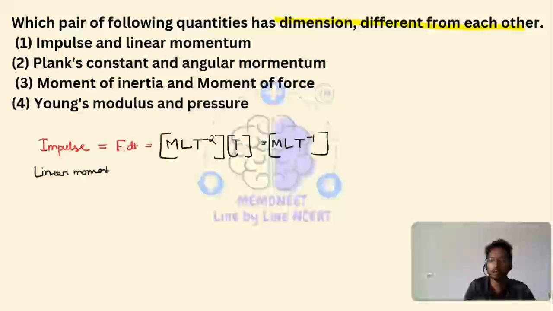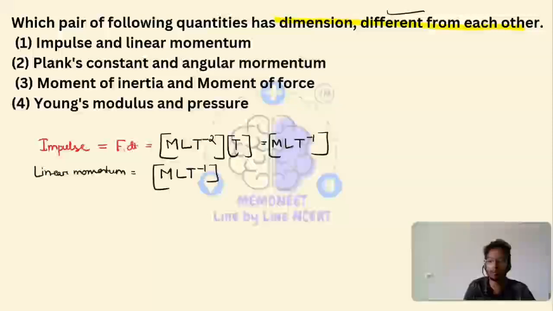Then for the linear momentum, that is mv is the linear momentum, that is m for the mass, and v is L t to the power minus 1. Now this pair has the same quantities, and it is asking which one is different. Then Planck's constant and angular momentum.